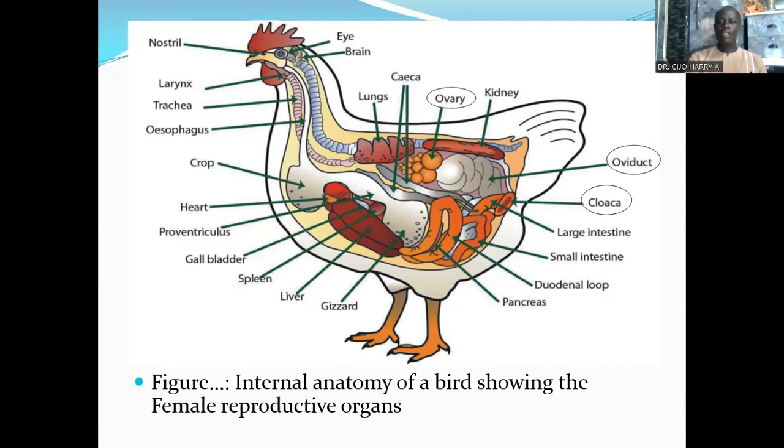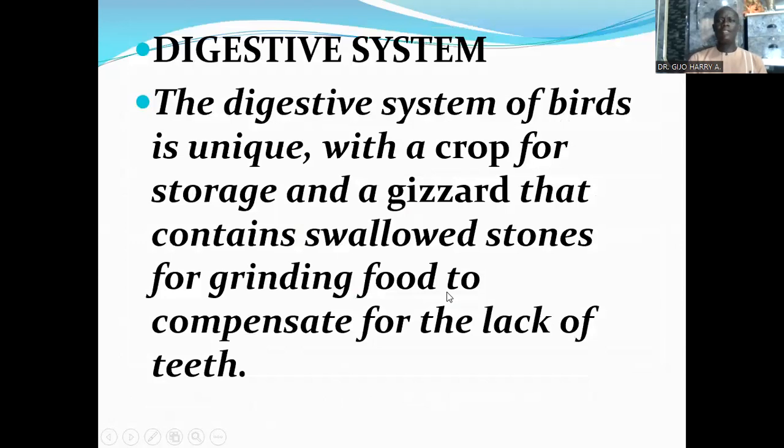The sperm travels through the vagina into the oviduct and then down to the ovary where fertilization of the eggs takes place. The fertilized eggs are then transported through the oviduct. The fertilized and matured eggs travel through the oviduct to the cloaca where they are laid out.